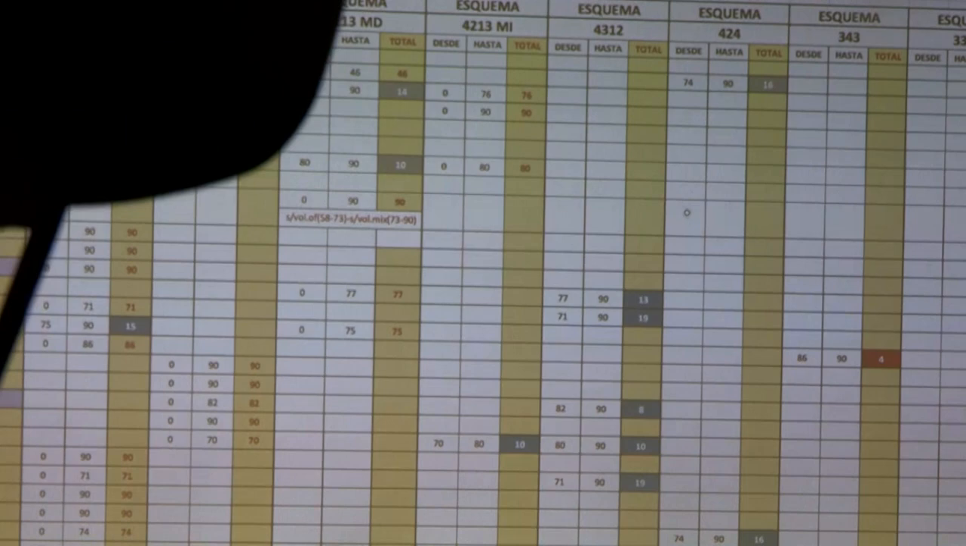Same for the 4-2-1-3, with the number 8 on the right and on the left, 11% and 10%. And they also used other structures, 3%, 2%, but they are irrelevant.